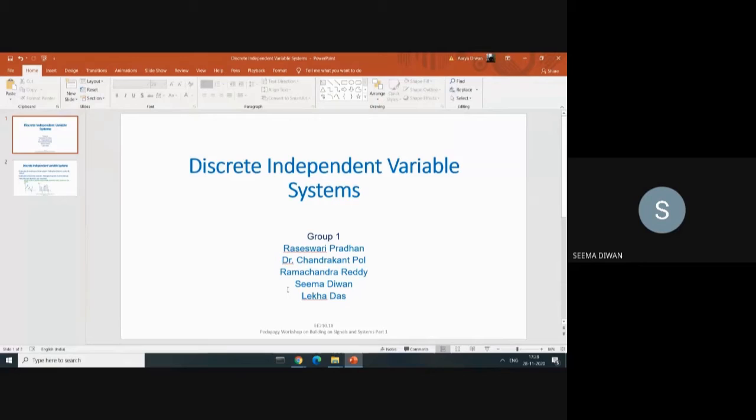Good evening, all. On behalf of Group 1, I am presenting this topic, Discrete Independent Variable System or Discrete Time System. The group members are Pradhan Madam, Dr. Chandrakant Kaur sir, Ramchandra Reddy sir, myself Seema Diwan, and Lekha Das ma'am.